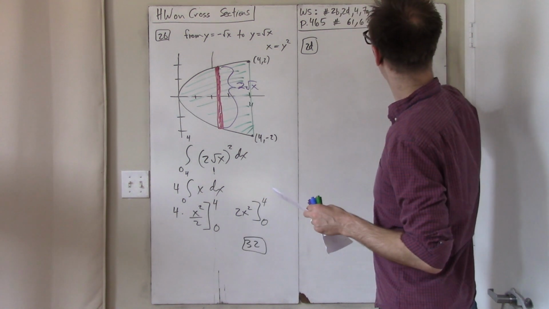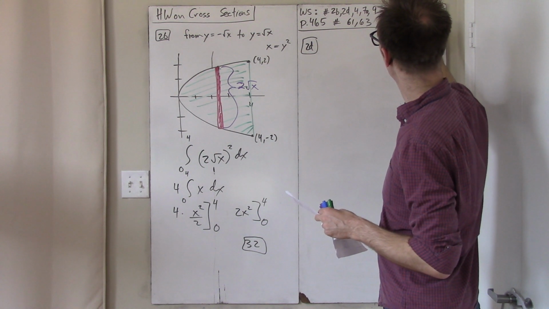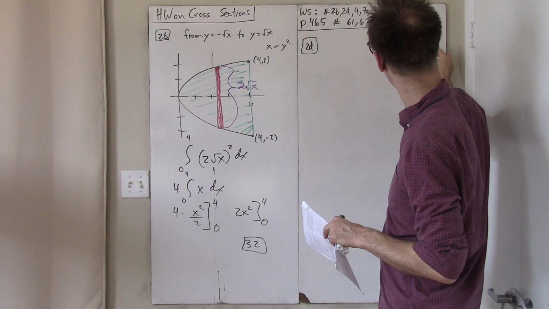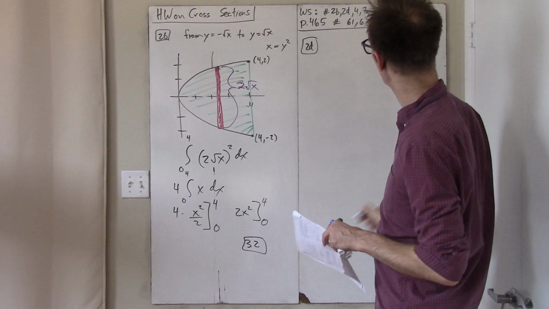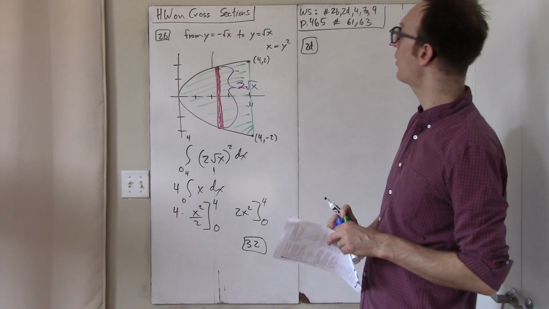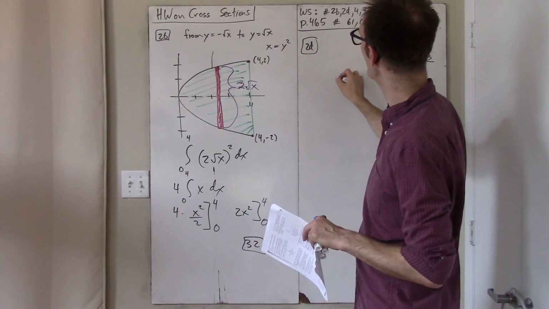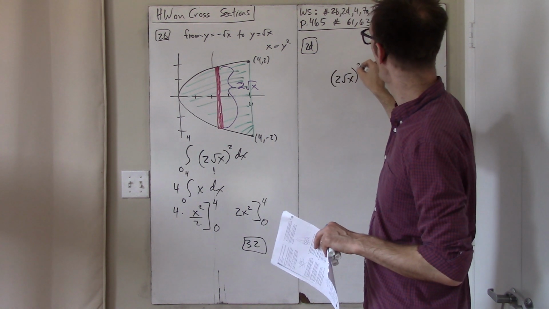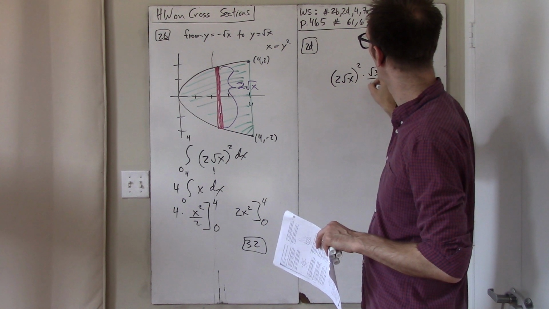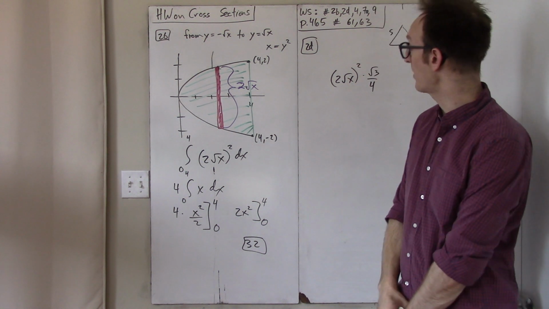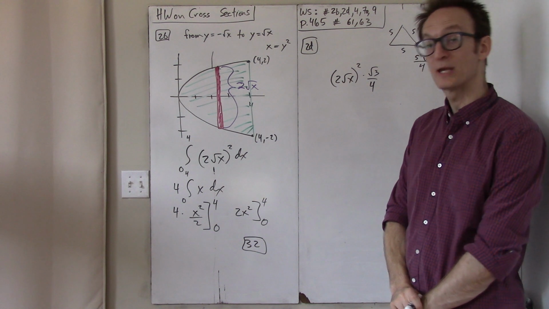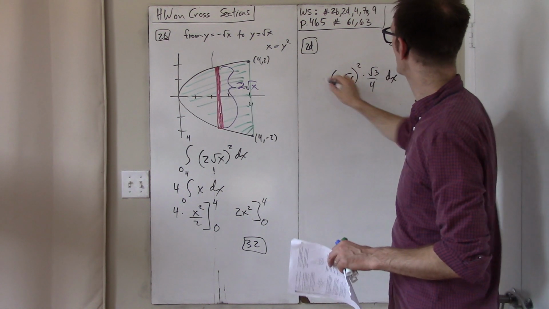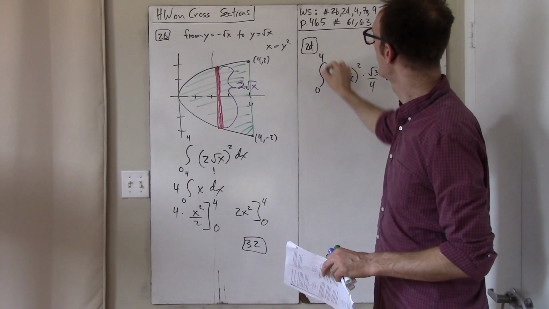Alright, so we've previously proved that if you have an equilateral triangle with side length s, the area of that equilateral triangle is s squared root 3 over 4. That's just like a math fact. And therefore, I take that 2 root x and I square it times root 3 over 4. That represents the area of an equilateral triangle whose side length is that red line. And then I multiply by dx and I integrate from 0 to 4.